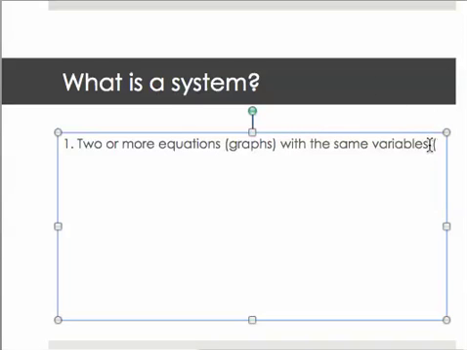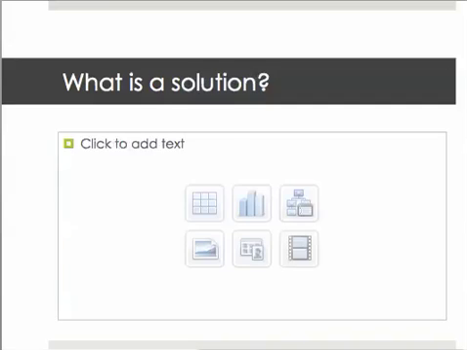And variables, if you don't remember, is just the letters. So it could have two sets of x and y, or two sets of a and b, or c and f. I don't know what it is. But two or more equations or graphs with the same variables. Okay? So instead of one line, now we're going to be dealing with two lines. That's pretty much what you need to know there.